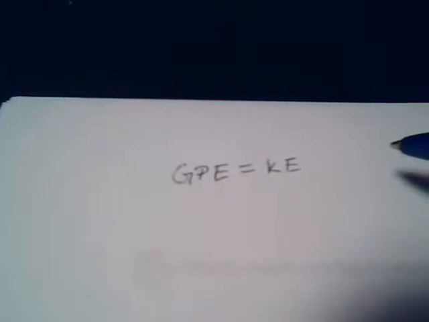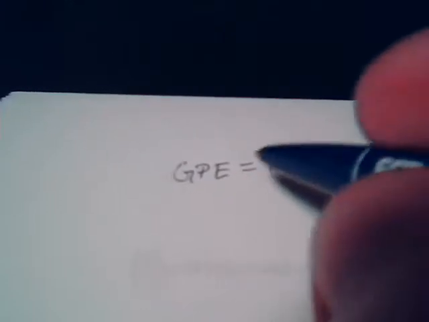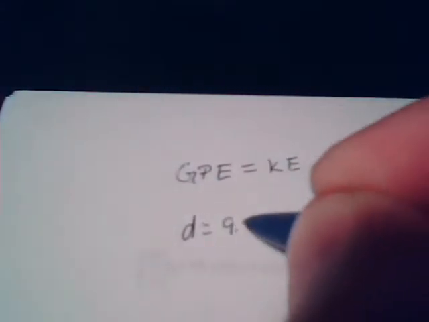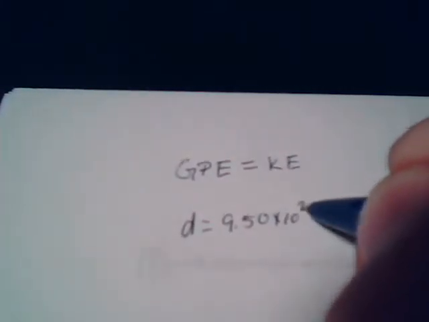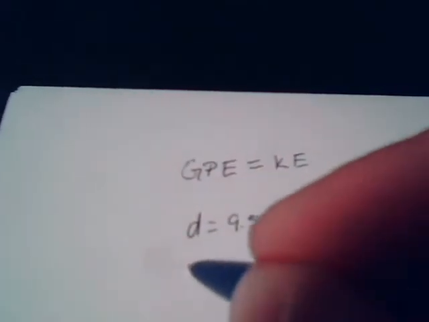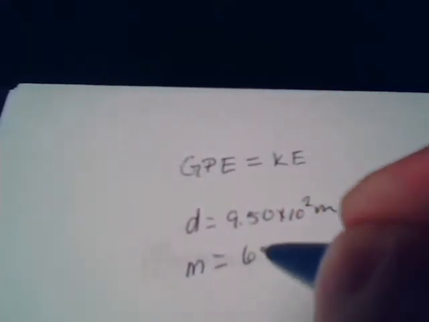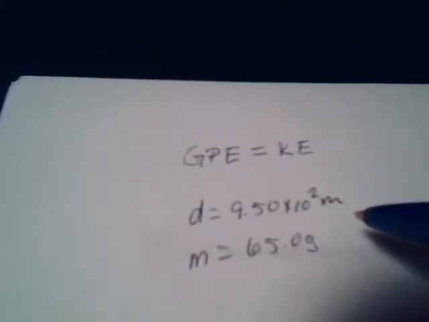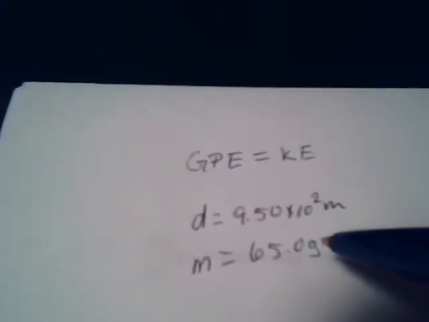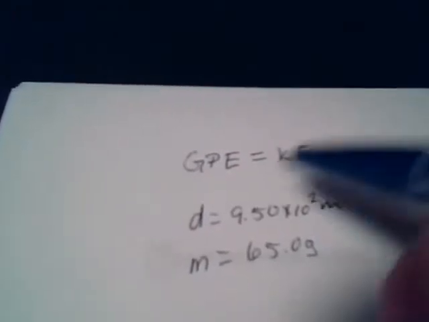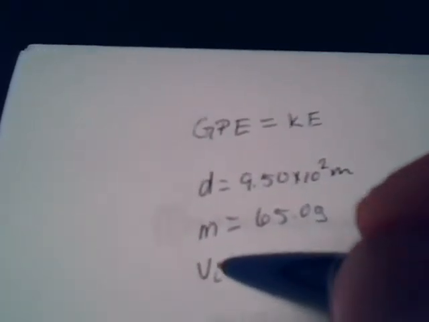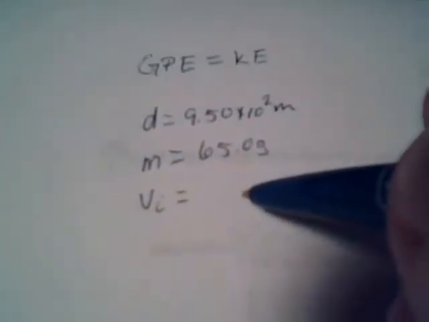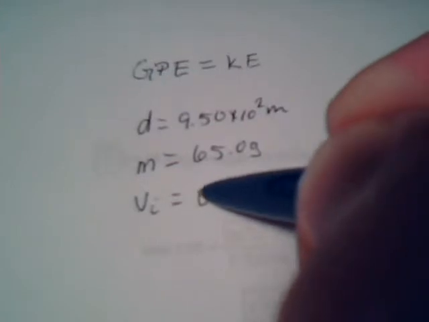Now, let's read through problem number 10. The arrow traveled a distance of 9.50 times 10 to the second meters, had a mass of 65 grams. 65 grams. Now again, and then it says the initial velocity. Velocity initial. Velocity initial is the tricky part here, because velocity initial is always 0.